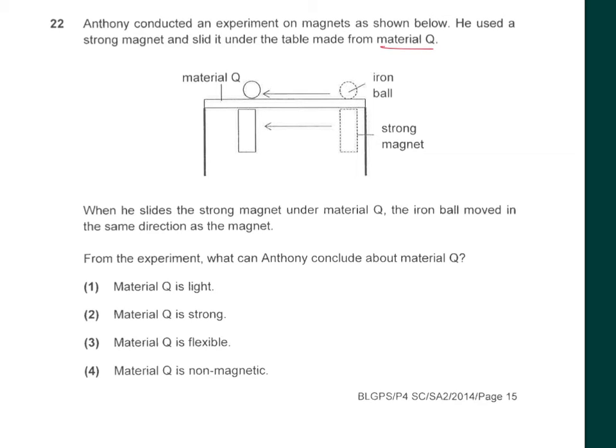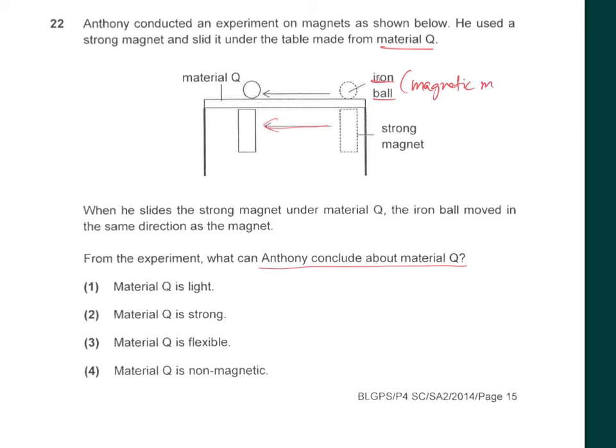Material Q. Alright, so this table is made of material Q, and the iron ball, as you see, when he slides the strong magnet towards the left, the iron ball also moves in the same direction. Now, from this experiment, what can Anthony conclude about material Q? What we can see is that the magnetism is able to pass through material Q, so that it's able to attract the iron ball, which is a magnetic material.